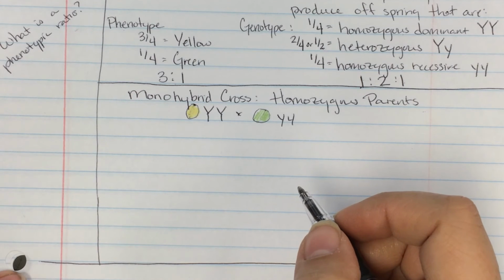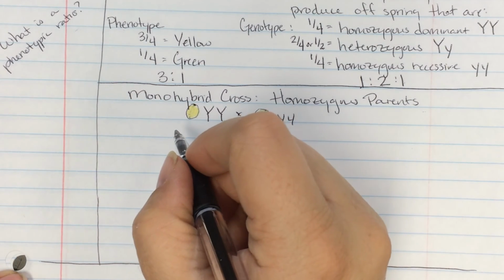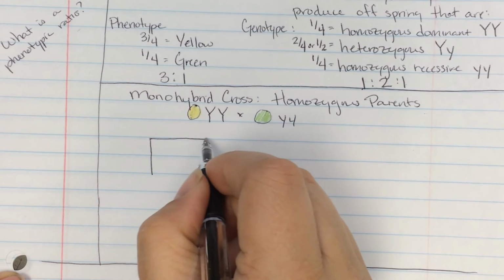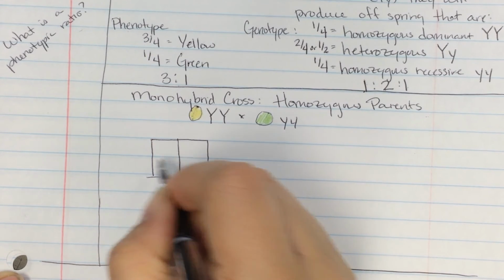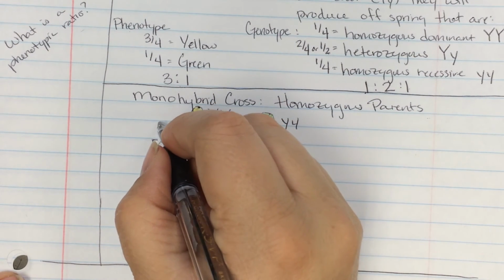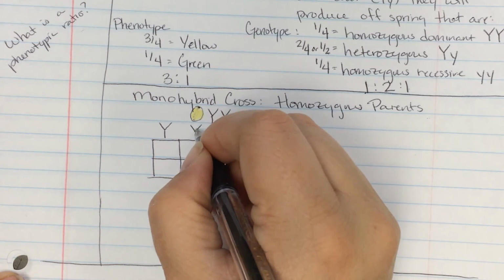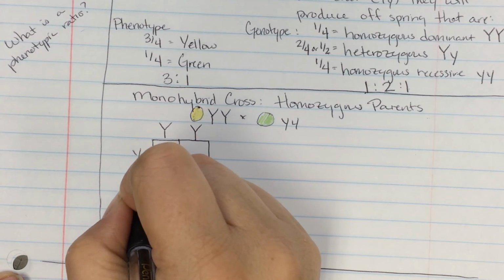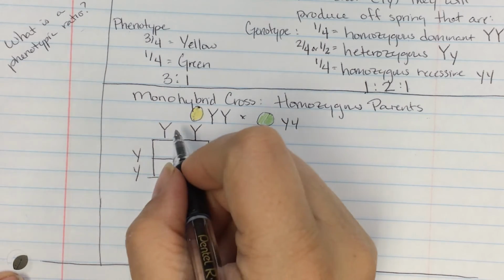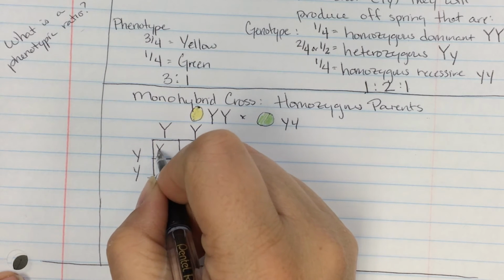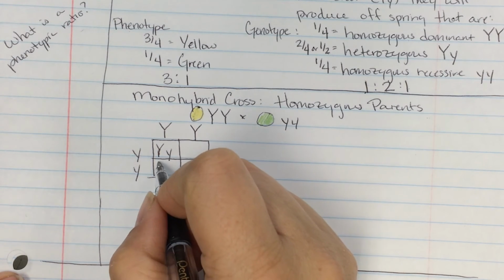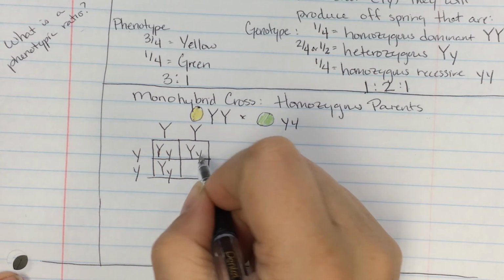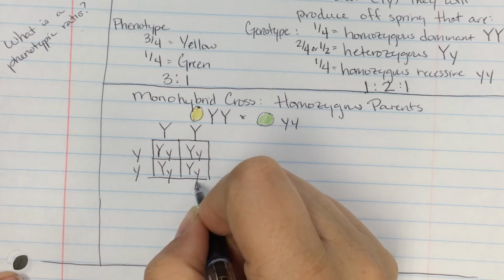And so when we do the cross here, we're going to end up with our Punnett Square looking like this. We're going to draw our square out with the 4. And we're going to have big Y, because that's what this parent has right here. And then little y, little y. So this offspring is going to be big Y, little y. Here we'll have big Y, little y, big Y, little y, big Y, little y.